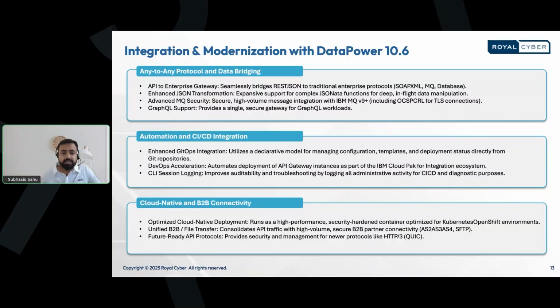So any file transfer, it can consolidate API traffic with high volume. Multiple B2B partners can be clubbed together on one particular B2B gateway. And we have AS2 connectivity, AS3 connectivity. All these different types of connectivity are also provided with DataPower.